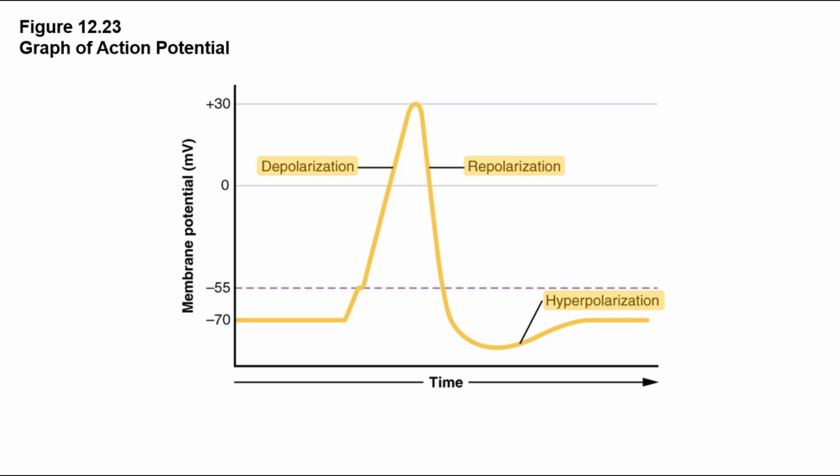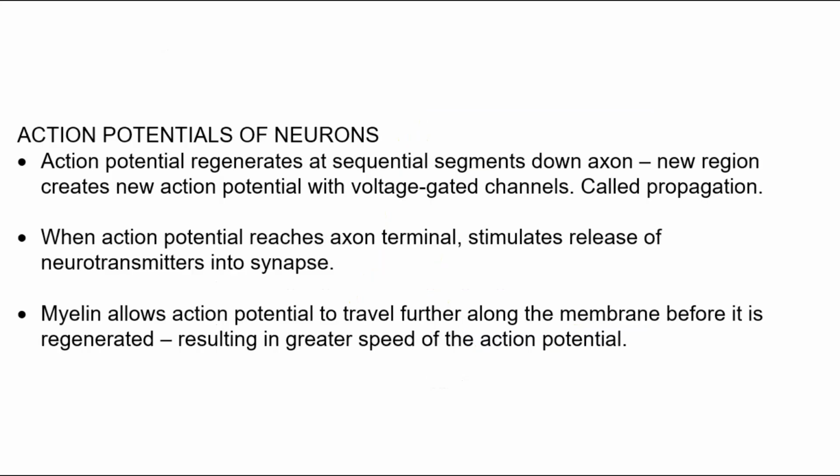The hyperpolarization phase is caused by the continued diffusion of potassium out of the axon region while the voltage-gated potassium channels are closing. The action potential regenerates at sequential segments down the axon. The action potential in one region creates a new action potential in an adjacent region. In doing so, the action potential moves down the axon like a wave, and this wave-like spread is called propagation.